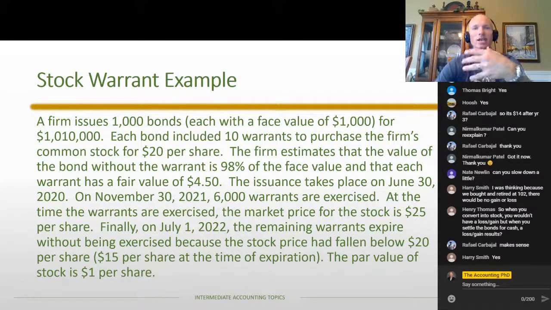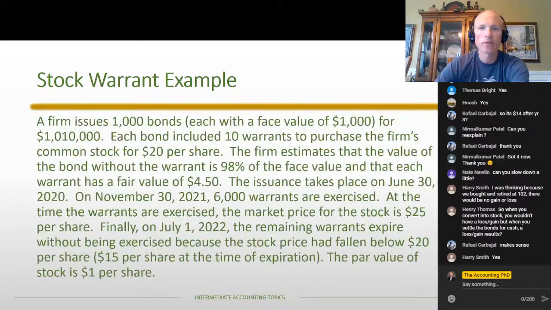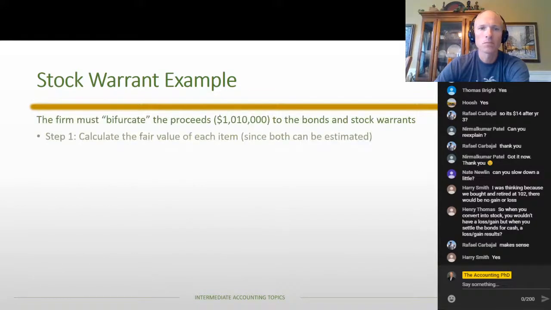All right, so we're going to take all this information in and take it piece by piece. Whenever we have the issuance, we need to bifurcate the proceeds to the bonds and the stock warrants. Now, since we have, in this problem, a reliable estimate for each of the two fair values, we need to use the proportional method. All right, and so calculate the fair value of each item. Since we're using the proportional method, let's figure out each one.